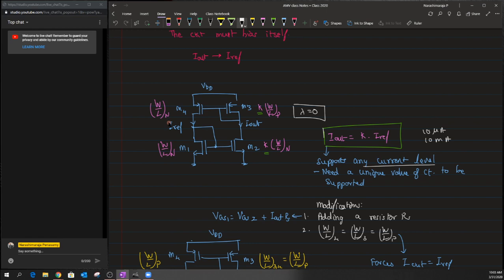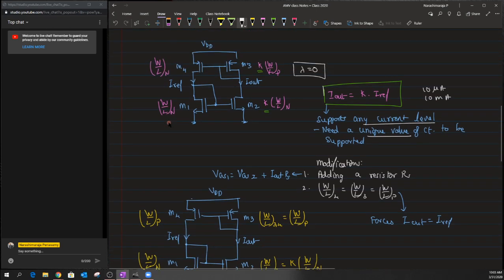But what we need as a designer is to have a specific value of current flowing through this I out. We want a unique value being set in a controlled way, and that is what we wanted out of the circuit, not a random value that the circuit goes and gets stabilized to. We want to predict and control those values of I out that we intend to have.